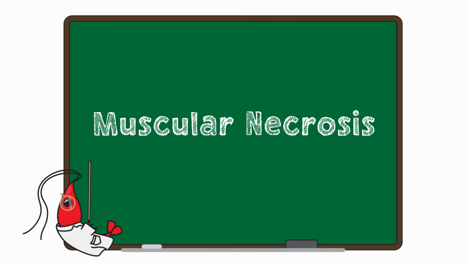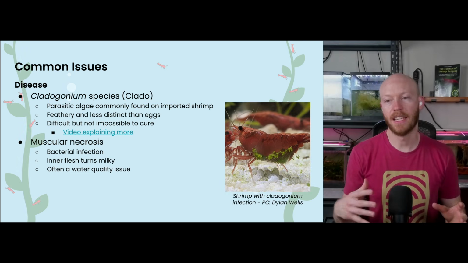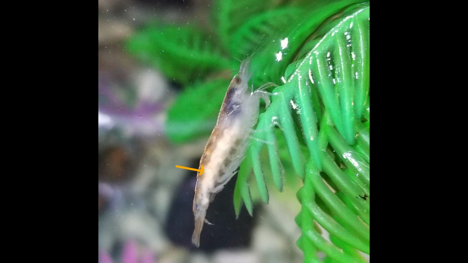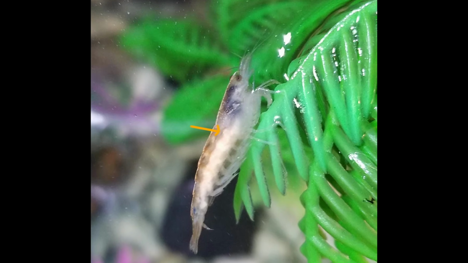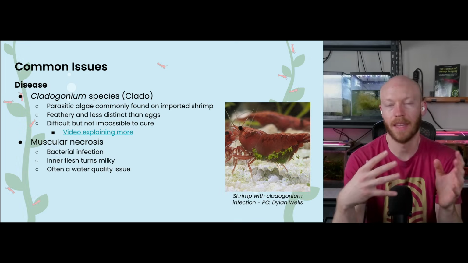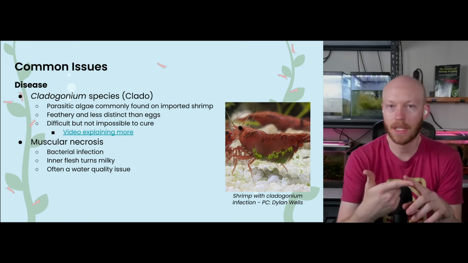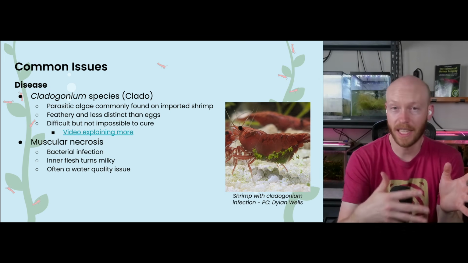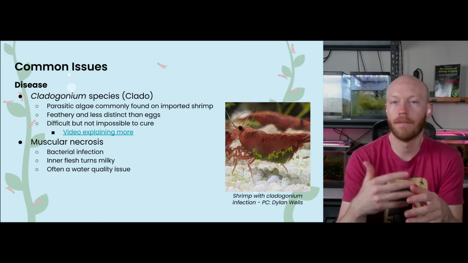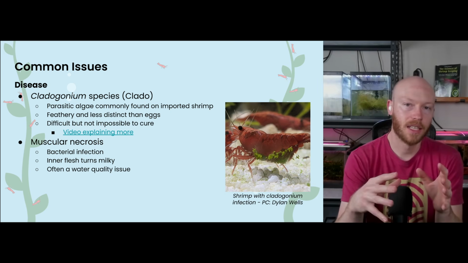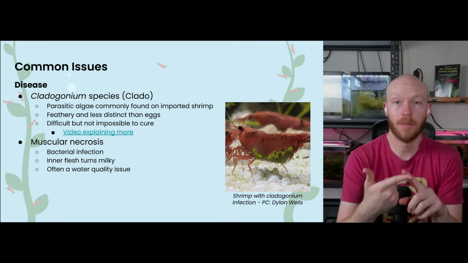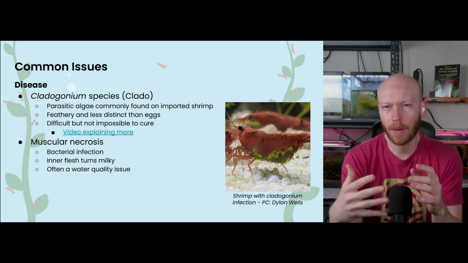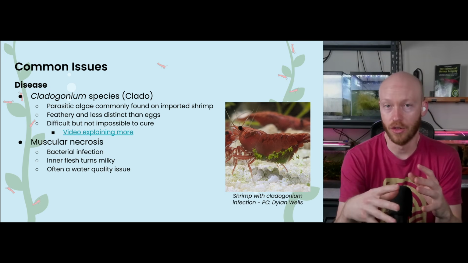The next is muscular necrosis. Now, this is a bacterial infection where the flesh of the shrimp, the inside of it, basically starts turning a milky white. It could also be called milky shrimp disease or porcelain disease. This often starts from a water quality issue, but it can become more infectious to your shrimp. That's where it's good to be aware, avoid putting any shrimp that have this disease into your tank, and look for possible causes for water quality issues if you see these.